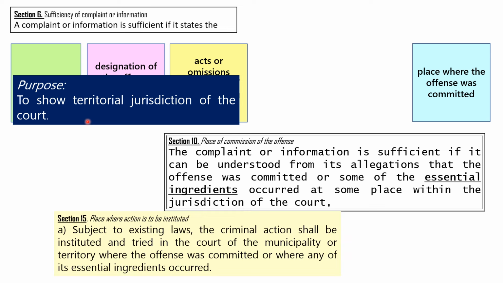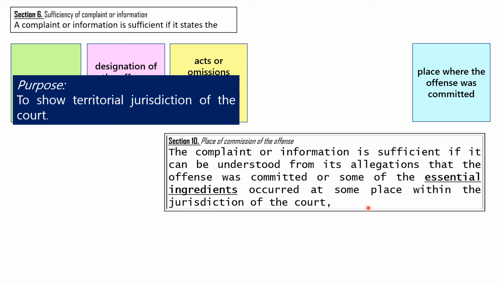Because again, remember, relate this to your section 15 of your rule 110, place where action is to be instituted. Letter A, subject to existing laws, the criminal action shall be instituted and tried in the court of the municipality or territory where the offense was committed or where any of its essential ingredients occurred. Remember ha, in criminal cases, venue is jurisdictional. Therefore, it should be filed where the offense was committed.